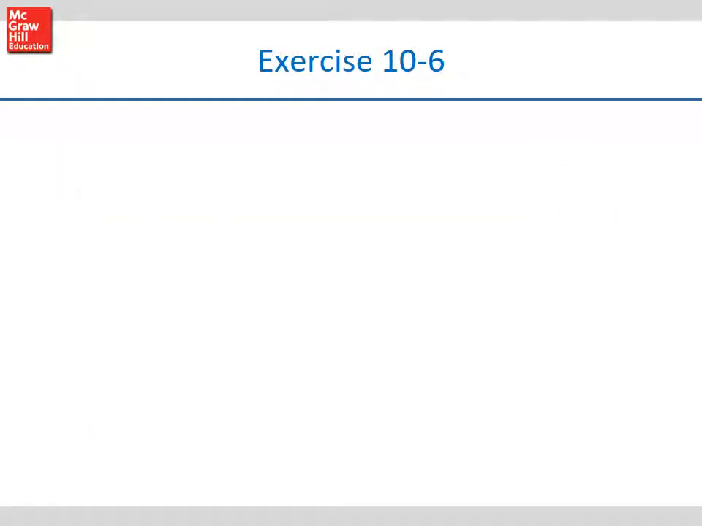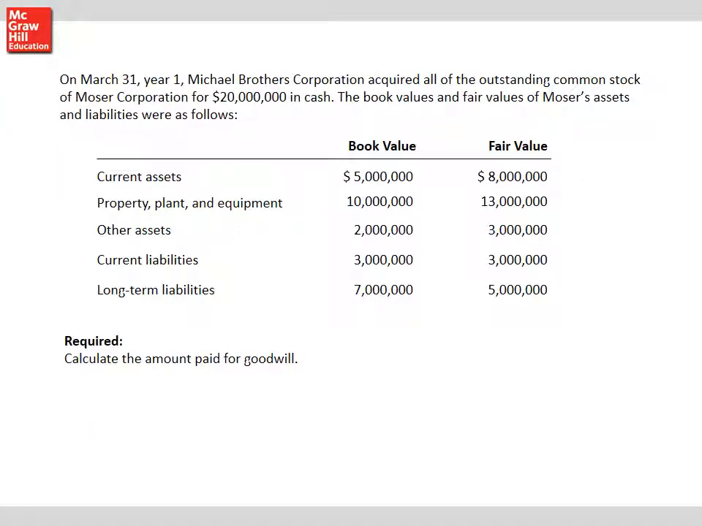Exercise 10.6. Here we have March 31st, year 1. Michael Brothers Corporation acquired all of the outstanding common stock of Moser Corporation for $20 million in cash. The book values and fair values of Moser's assets and liabilities were as follows. Calculate the amount paid for goodwill.